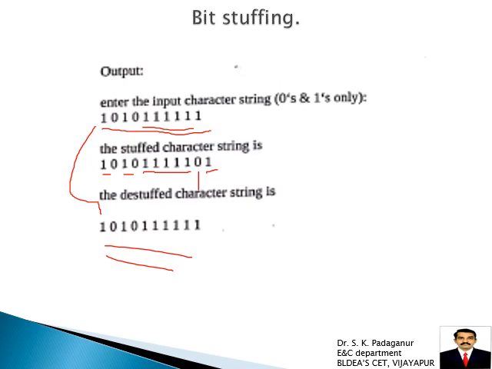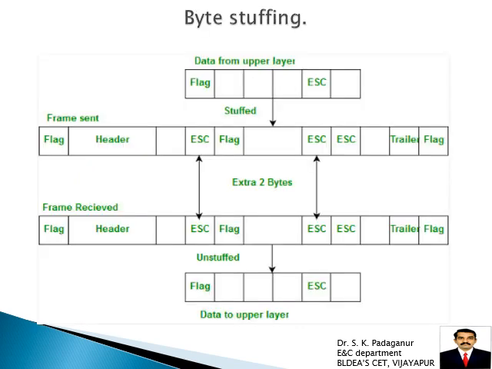Then what do you mean by byte stuffing or character stuffing? In bit stuffing, we are finding the 5 consecutive 1s in the data, whereas in byte stuffing, we are finding the flag byte itself. See here, there are flag bytes, then the escape byte. So what is the logic here? Whenever we find a flag byte in the data, we'll add an escape special character byte. So we are inserting a special character called escape.